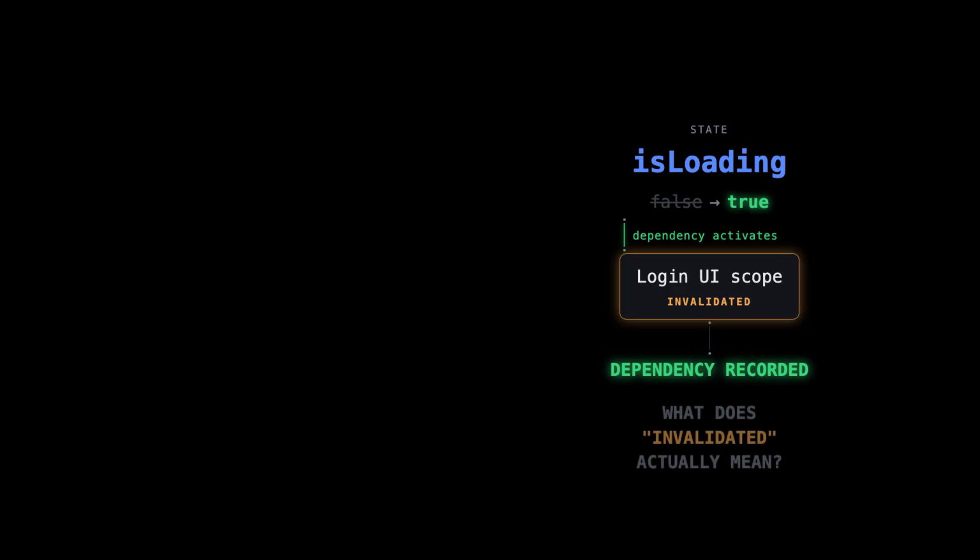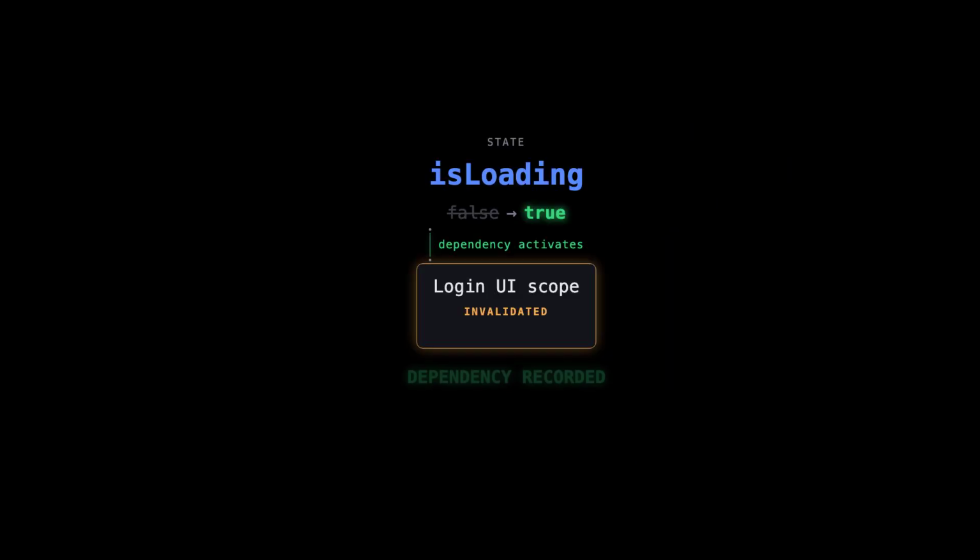Okay, wait, let me push back on that a second. Because if reading state sets a tripwire and flipping it invalidates the scope, what does that actually mean when it triggers? What do you mean? Does invalidation mean the whole screen just gets redrawn immediately? Does my entire app UI detonate instantly? That sounds like a performance nightmare.